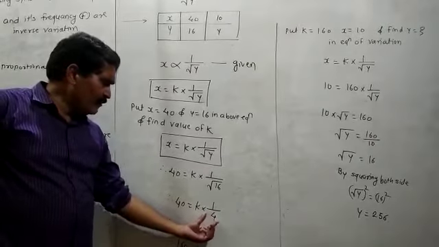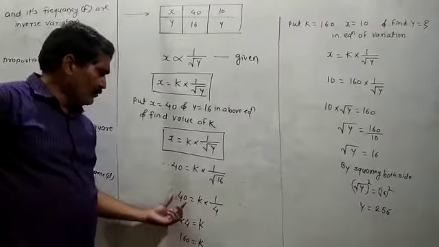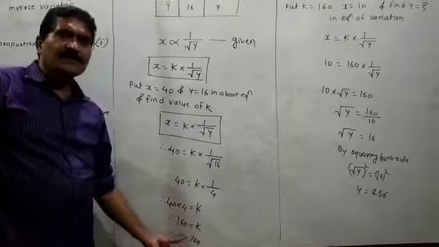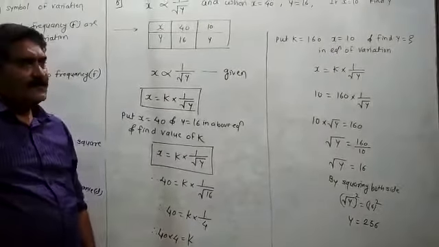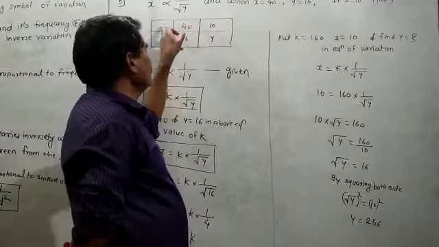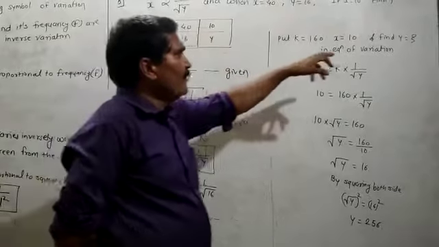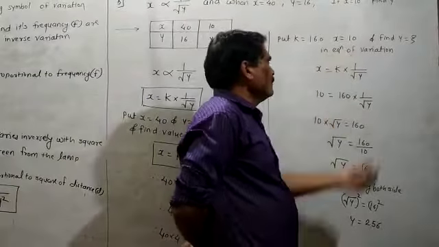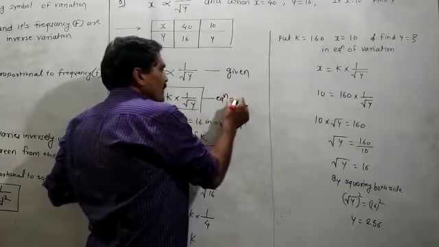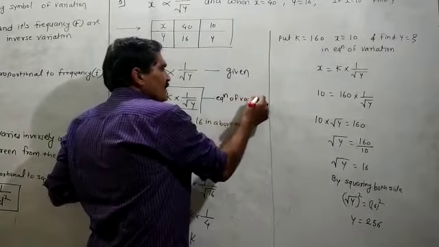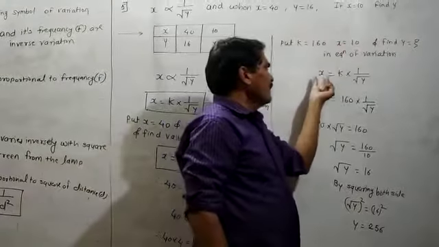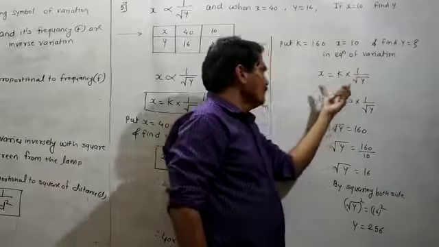Divided by 4, you transpose that side, and it becomes multiplied by 4. 40 multiplied by 4 is equal to 160. K is equal to 160 will come. Once the value of k is 160, you put the value of x as 10 and find the value of y, putting these values in this equation. This is the equation of variation. You have to put this value of k and x in the equation of variation.